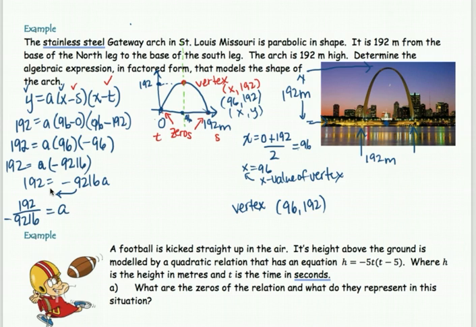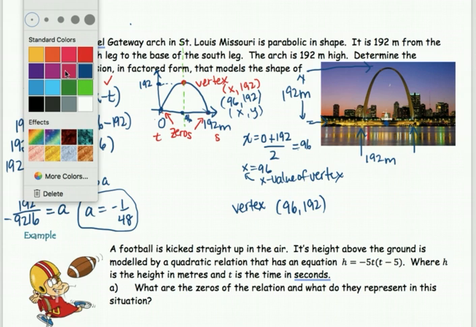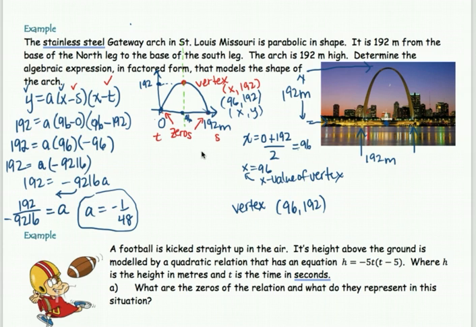Okay, and there's your a value. And I don't know, try to reduce that. And you get 1 over 48. So negative 1 over 48 when you reduce it, okay? There's your a value. All right. So then you're like, oh, that was a lot of work. I'm done. Nope. You have to write your final equation here, okay?